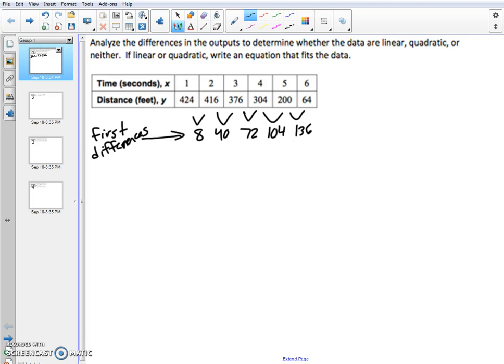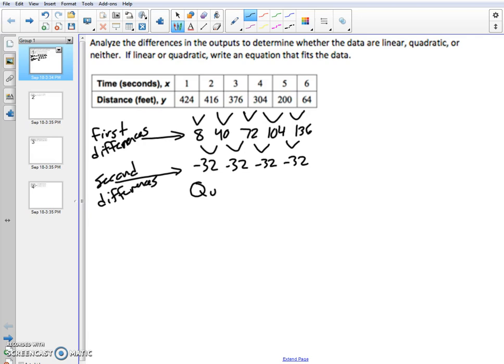So now, if I do 8 minus 40, I would get negative 32. 40 minus 72, negative 32. 72 minus 104, negative 32. And 104 minus 136, negative 32. We call this row the second differences. So what this means, since those are all the same, is that this is quadratic. So if you're asked on a test to show whether it's linear or quadratic and how do you know, I'm going to say quadratic because the second differences are all the same.